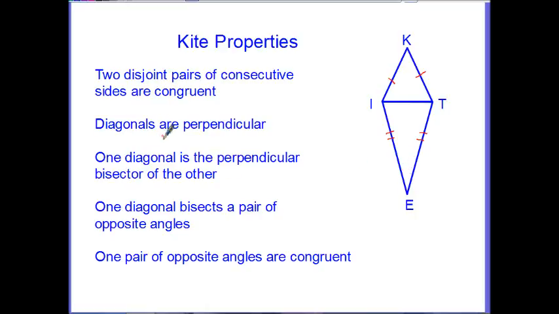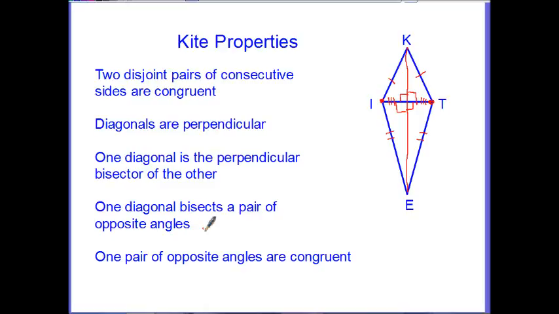Next, the diagonals are perpendicular. I gotta draw in my second diagonal. One diagonal was already drawn in for me. Here's my second one. My diagonals are perpendicular, which just means again when they intersect, right angles are going to be formed. One diagonal is the perpendicular bisector of the other. We got the perpendicular part down. Now, the diagonal that's being bisected is the diagonal that's going to attach the vertices where the non-congruent sides meet.